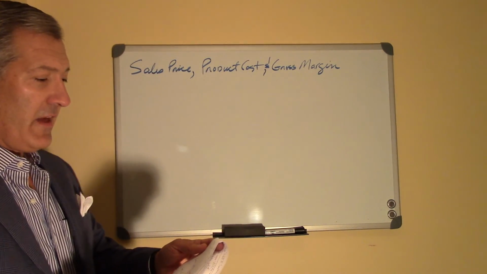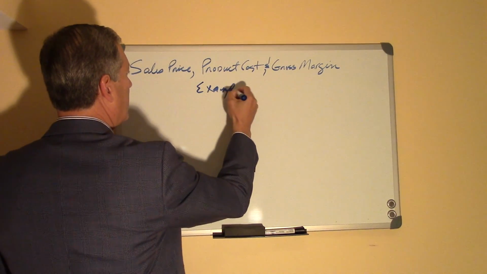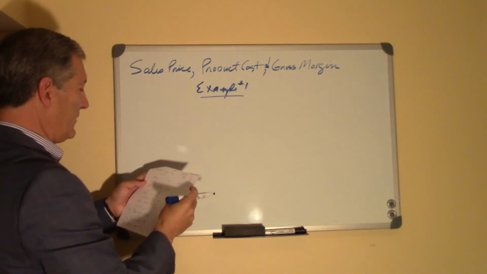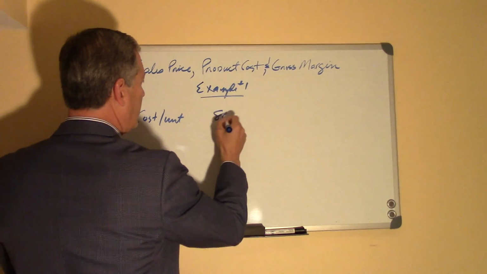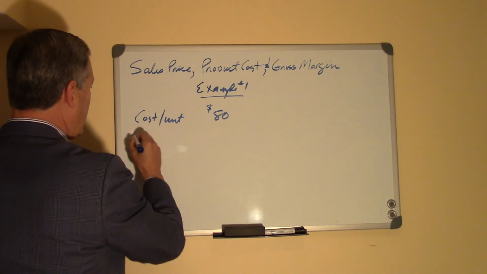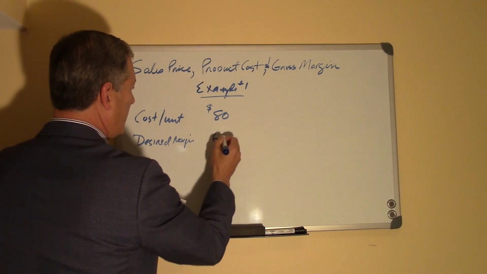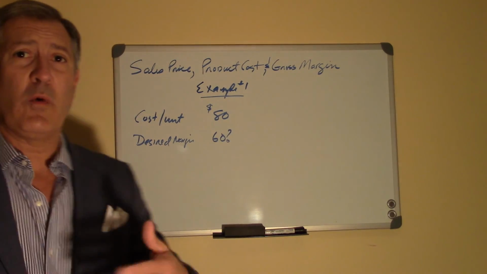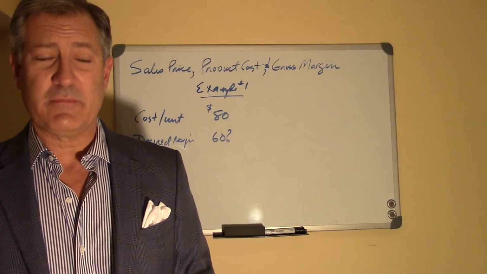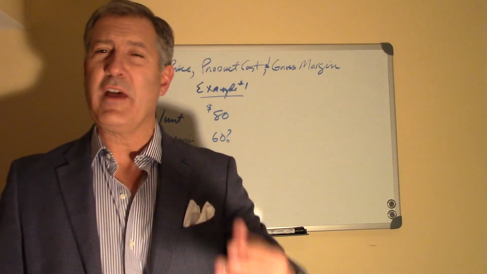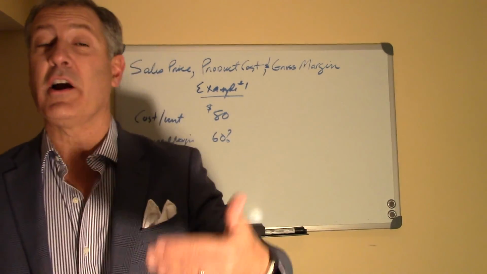Let's assume that the company, in example number one, knows that its cost per unit, its product cost, is $80, and their desired margin is 60%. Okay, that is, they want to have a gross margin of 60%. 60% of their sales price is their margin. Well, what is that margin really used for? That margin is there to cover selling and administrative expenses and to achieve a desired net income.